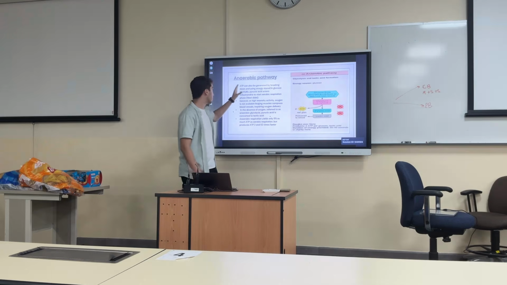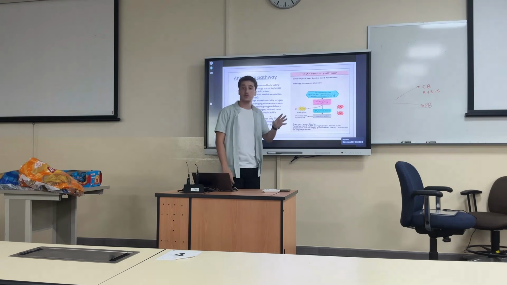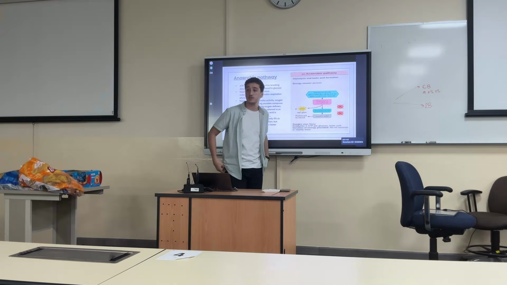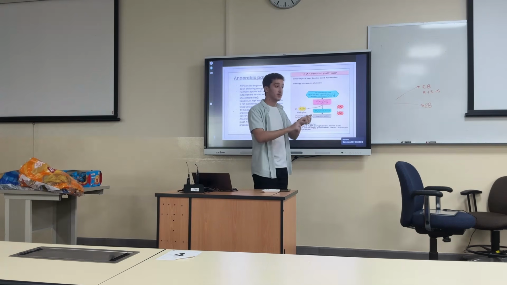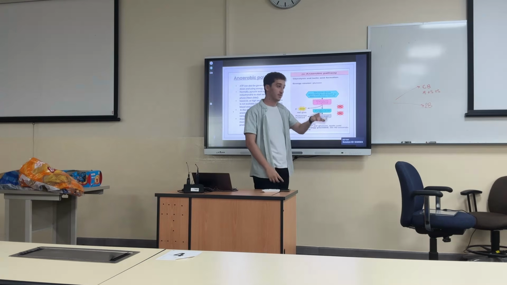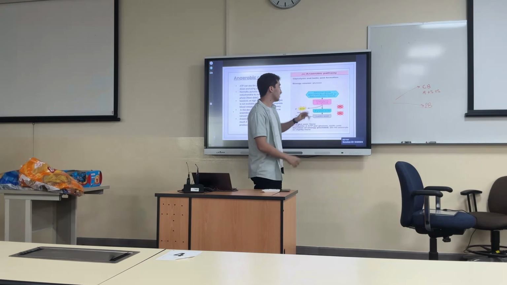Okay, for the anaerobic pathway and aerobic pathway, they both start with glycolysis. Does anyone have any idea about glycolysis? Yeah. It's basically the breakdown of glucose. So glucose, either from glycogen breakdown in the liver or from the bloodstream, from the food you eat, will be broken down in the cytosol or the cytoplasm into pyruvic acid.